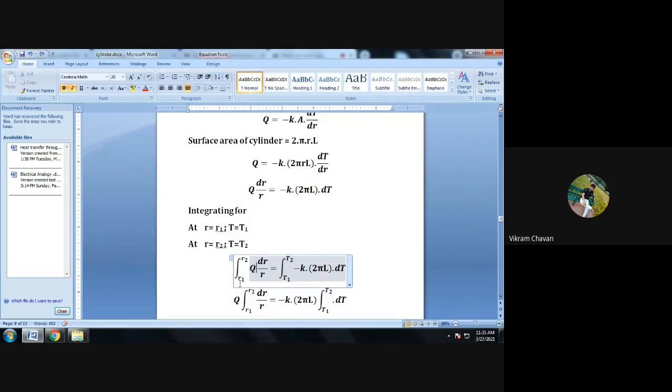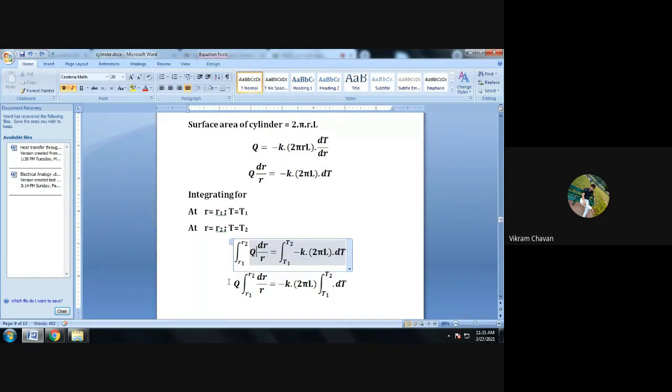In the next step, we have taken q out of the integration, because we are integrating with respect to r, so q becomes a constant. So integration with the limits r1 to r2 of dr divided by r equals minus k multiplied by 2 pi l with the integration of dt with the limits t1 to t2. We get this equation.